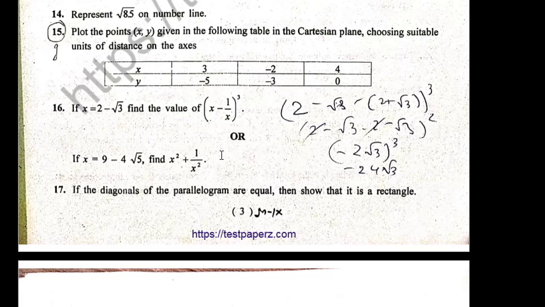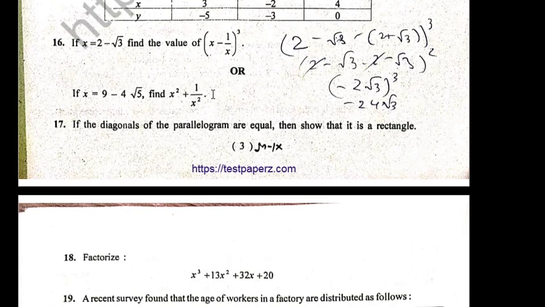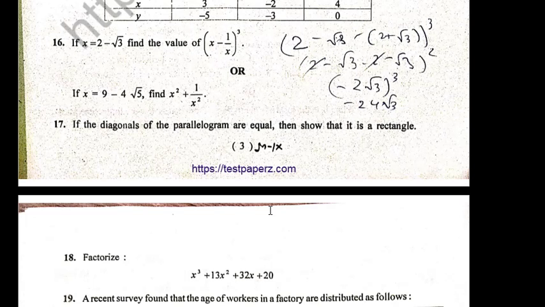Now the 16th question: x is equal to 2 minus root 3. We have to find the value of x minus 1 upon x, the whole power 3. So x is given, x is 2 minus root 3. We have to find x minus 1 upon x, the whole power 3. Is it right? 16th problem, x is 2 minus root 3, and we have to find x minus 1 upon x power 3.